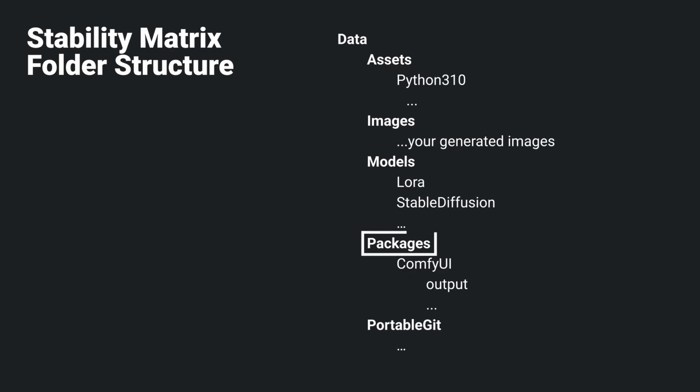In the packages folder, each application you install like ComfyUI or OneTrainer gets its own folder along with its internal files and configurations. Portable Git contains a portable version of Git, which is used internally by Stability Matrix to manage code and updates. Like the assets folder, you usually don't have to interact with this directly. Understanding the structure will make it easier to locate files, manage your assets, and troubleshoot if anything doesn't behave as expected. It also gives you more flexibility if you want to customize or move things manually.